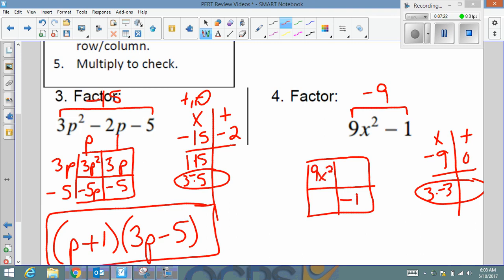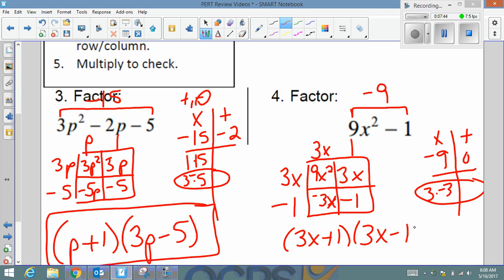So I'm still going to do first and last. And then my middle terms. Pulling out what's common. 3x, 3x, just the 1, and then negative 1. Of course, multiply to check. But I knew what this one's going to look like because it's that difference of squares. This one has the 2 terms, both perfect squares, subtraction in the middle. So I knew it was going to be 2 binomials that were exactly the same except the sign in the middle. So I didn't check.